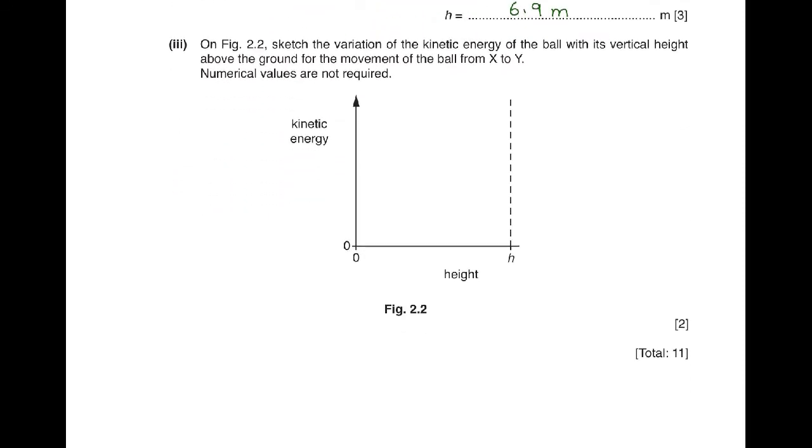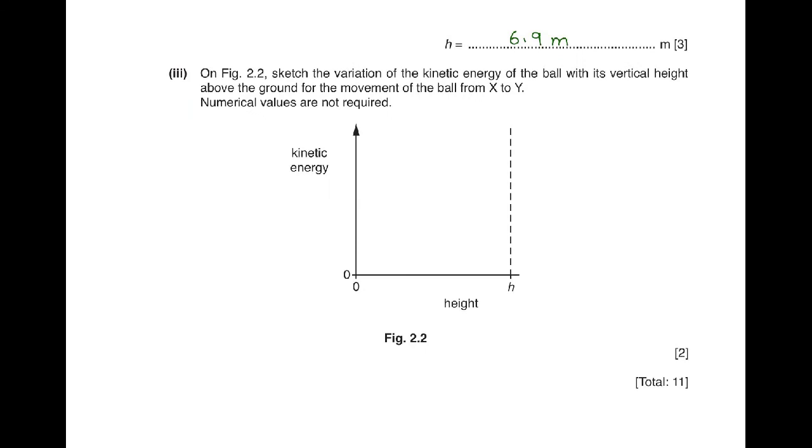In the last part, we have to sketch the variation of kinetic energy of the ball with its vertical height. We've said that the kinetic energy is going to decrease as it rises because it's being transferred to gravitational potential energy. And now we have to show what that looks like on a graph. A graph of kinetic energy against h. It says numerical values are not required, but it might actually be useful to think of those. I find it helps to think of them.